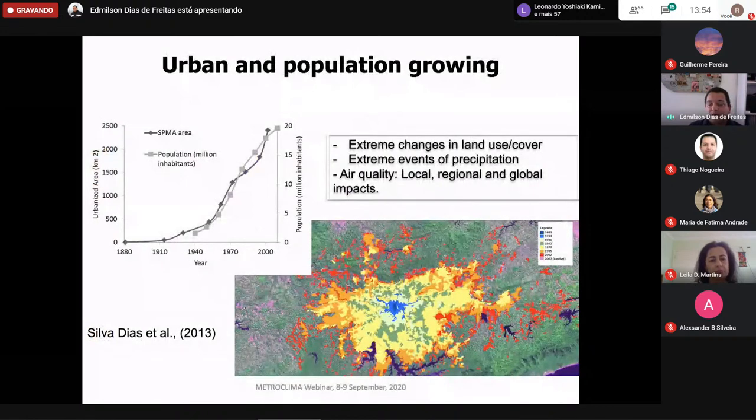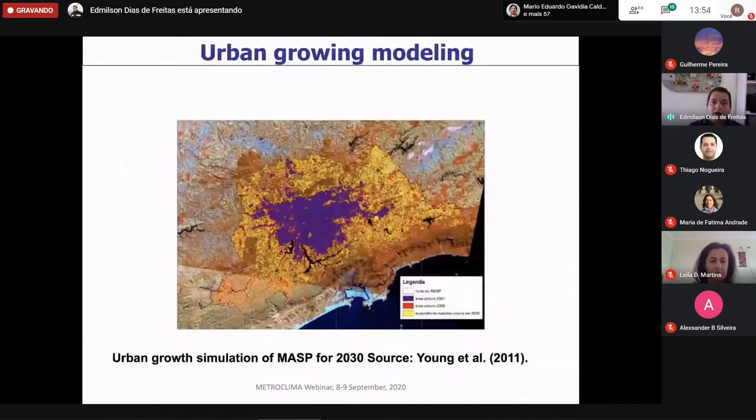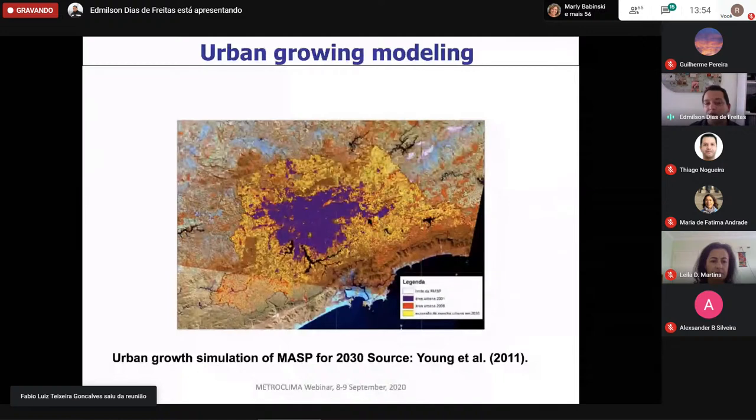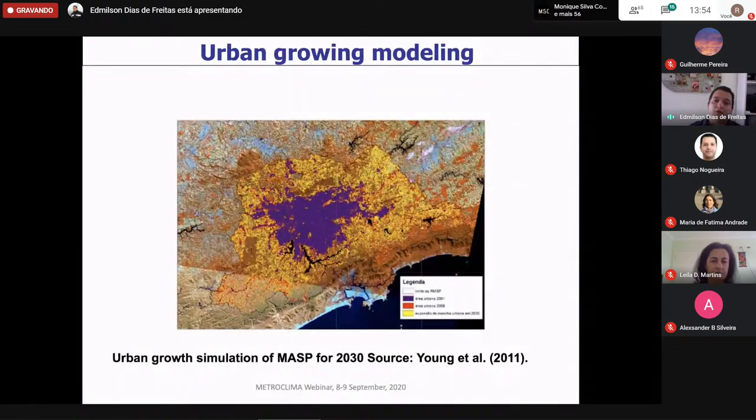It's important to consider urban growth, because urban growth is associated with population growth, and this will change everything, especially the urban heat island effects. So we work on that. We made some simulations considering future scenarios for urbanization, and this is one of the bases for our work.